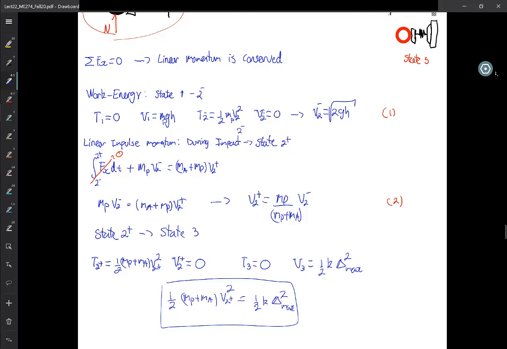And then to identify whether you need to use linear impulse momentum or not, look for internal relative motions in your system.